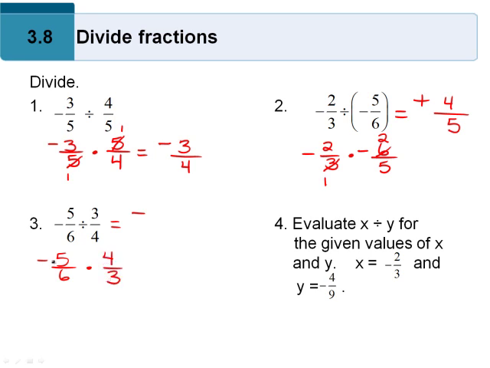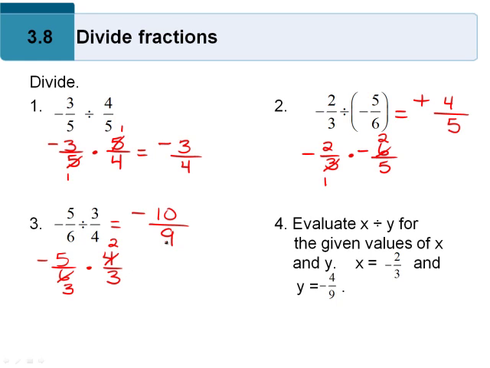Okay? So 5 and 3, no common factor there, just 1. But 4 and 6, I can divide by 2. So 4 divided by 2 is 2, and 6 divided by 2 is 3. So on top I have 5 times 2 is 10, and 3 times 3 is 9. Now, they didn't say anything about writing it as a mixed number, so I'm pretty sure you could just leave that as an improper fraction. But you'll just have to look and see what the directions say.